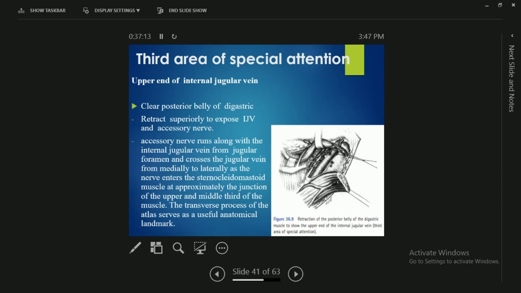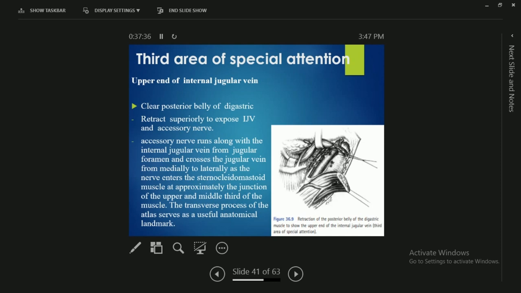Third area of special attention is the upper end of the internal jugular vein. Clear the posterior belly of the digastric by retracting it superiorly to expose the internal jugular vein and accessory nerve. The accessory nerve runs along with the internal jugular vein from its exit through the jugular foramen and crosses the jugular vein from medially to laterally.